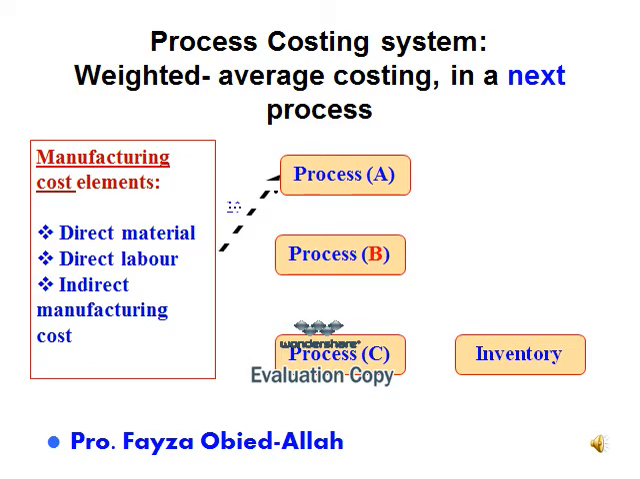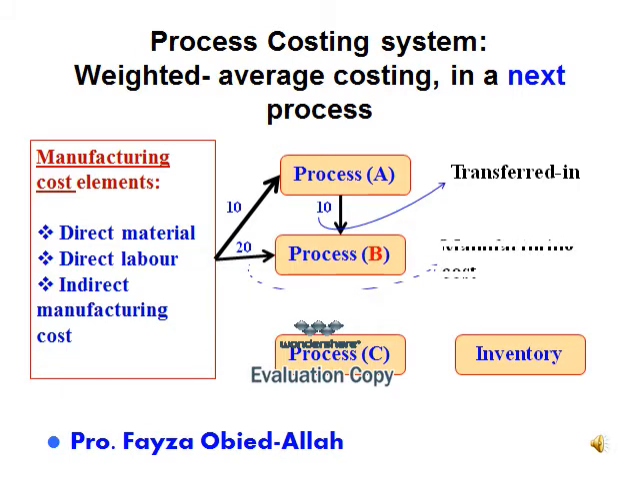If a company has three processes A, B, and C, a unit in process A needs manufacturing costs, for example, £10. A unit is transferred from process A to process B with £10. This £10 is called transferred in cost. In process B, a unit needs manufacturing costs, for example, £20. This £20 is called manufacturing costs.